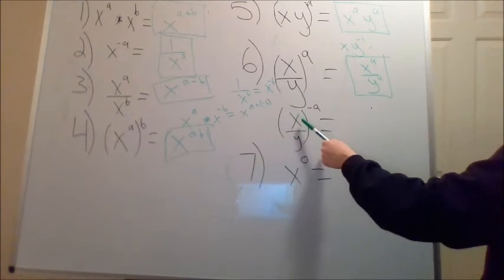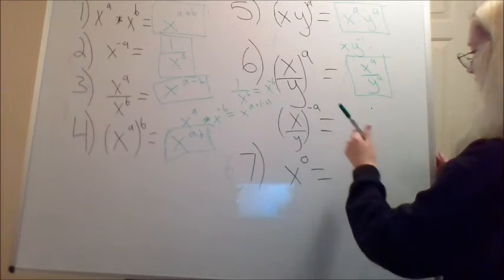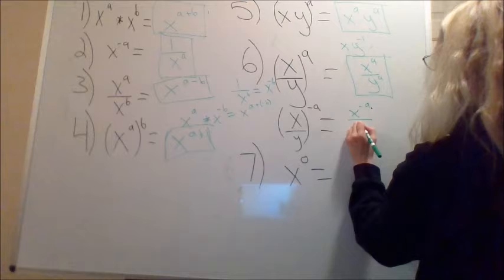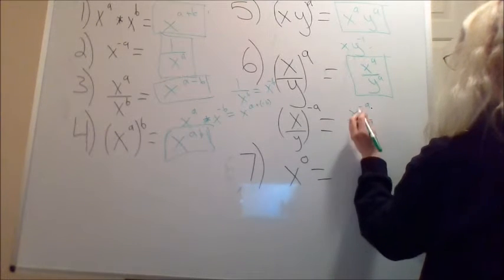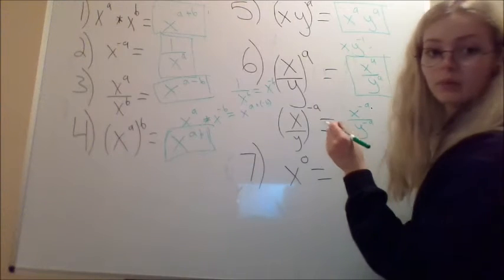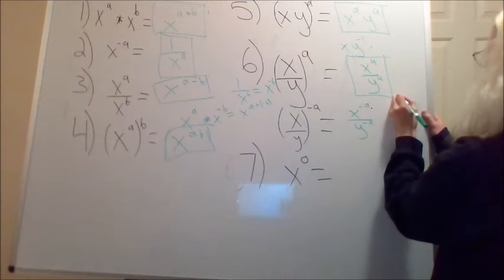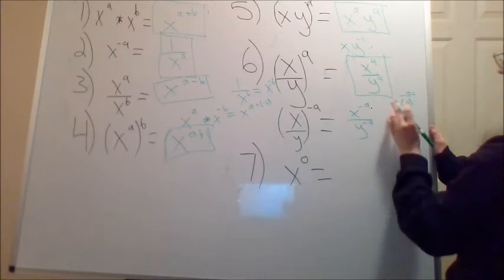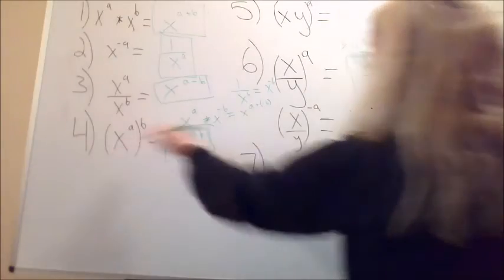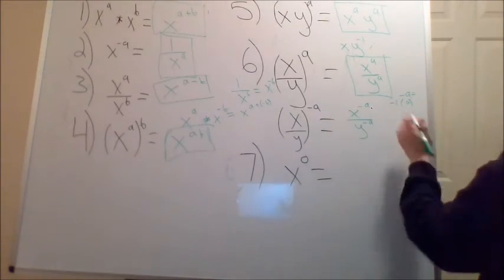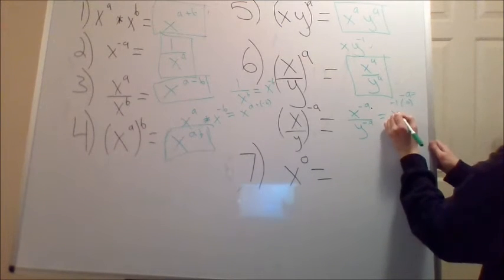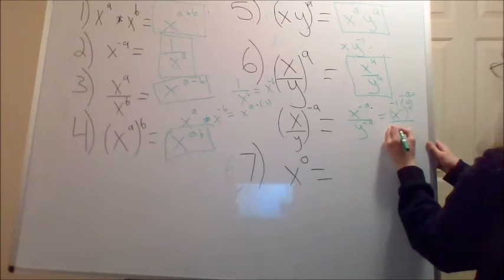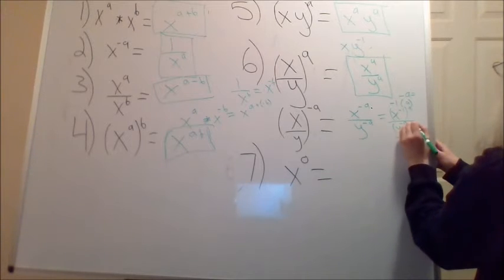Along those lines, if we have x divided by y all to the power of negative a, we know that x to the power of negative a divided by y to the power of negative a is what we can simplify it to, but we can further simplify this because negative a can be rewritten as negative 1 times a. And we know from this law that we can break up our exponent. So we can also rewrite this as x to the power of negative 1 times a divided by y to the power of negative 1 times a.